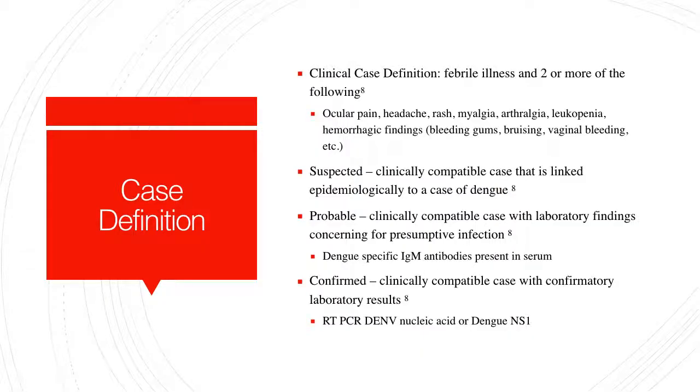Here are the definitions used to categorize each individual. Clinical case definition for dengue infection was a febrile illness with two or more of the following: ocular pain, headache, rash, myalgia, arthralgia, leukopenia, or hemorrhagic findings.